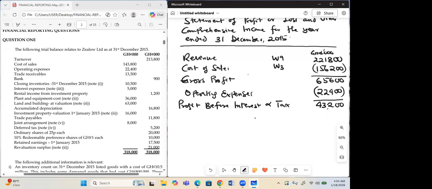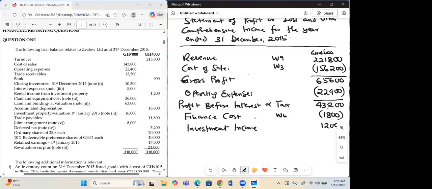So this is our profit before interest and tax. Now finance cost. We did it in working number 6, and then the figure was what? 1,800. We take it out. Whilst we are taking it out, if there is investment income, like you said, in the trial balance we mentioned some rental income. That was 1,200. So that will be added.